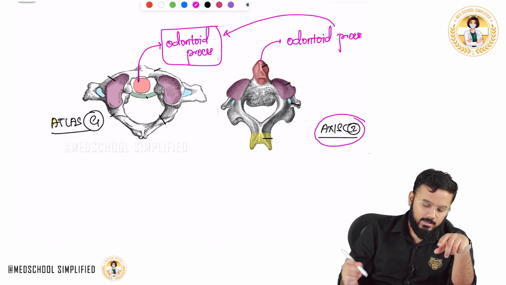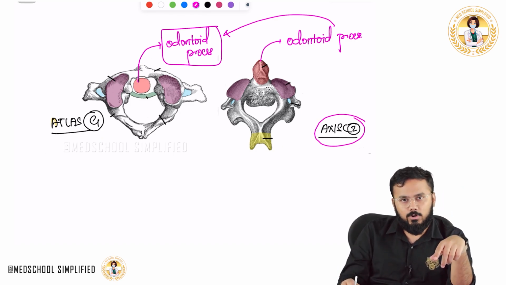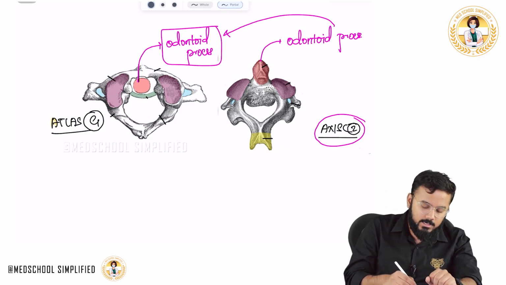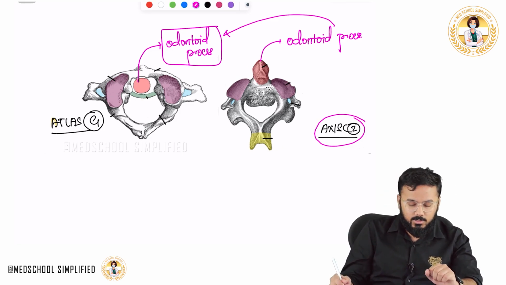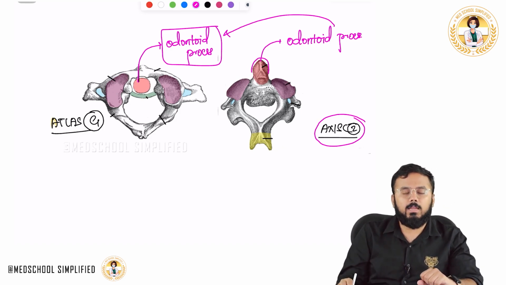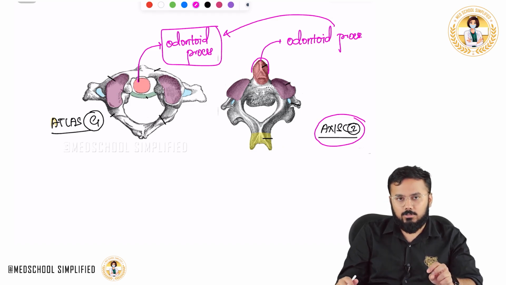This doesn't mean that C1 is having an odontoid process. No, C1 is not having any odontoid process. This region is completely empty. So into this empty region, this particular odontoid process fixes and forms the atlanto-axial joint.